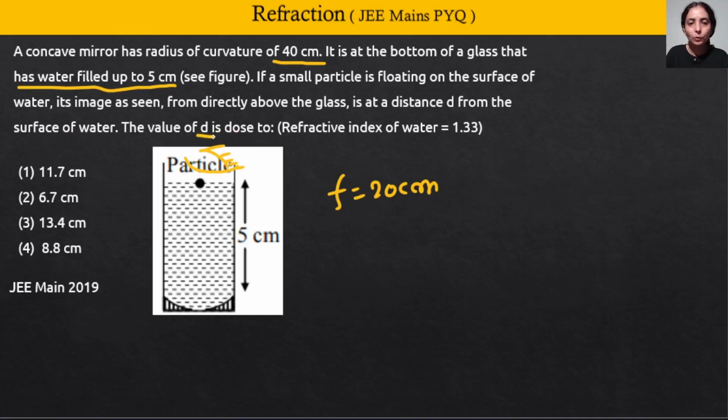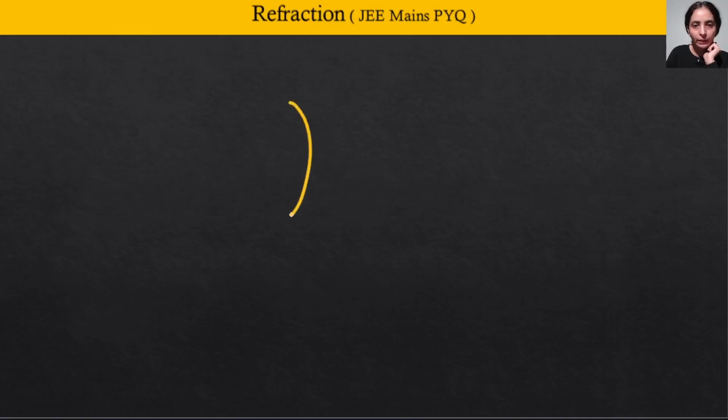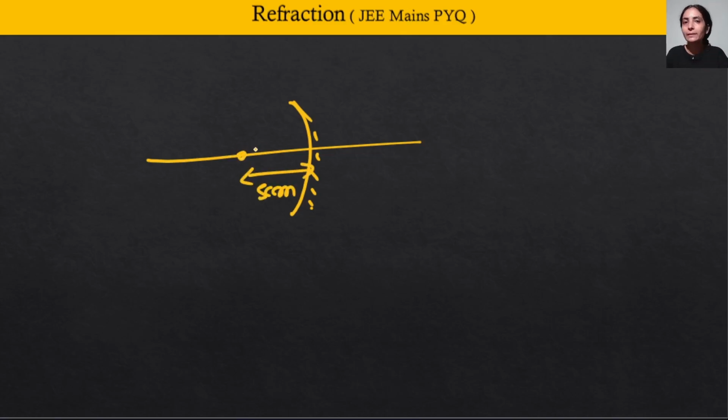Then we have to locate this d, where it will be. अब देखो यहाँ पे क्या होगा, सबसे पहले आप देखो, there is one this sort of mirror at the bottom, and then object is kept where? At 5 centimeter. Its focal length is how much? It is 20 centimeter, right?